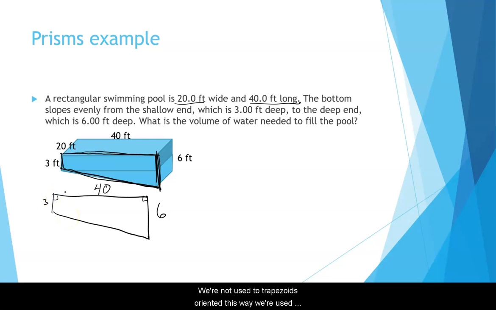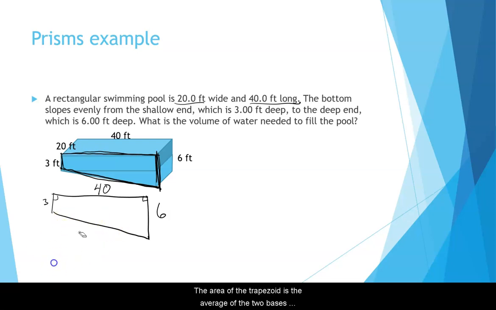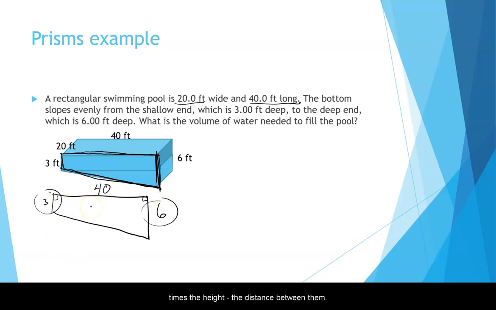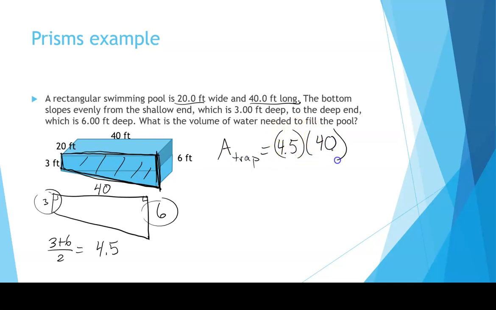So we're not used to trapezoids oriented this way. We're used to them being more up and down, like that, but it's the same idea. So the area of the trapezoid is the average of the two bases times the height, the distance between them. So 3 plus 6 divided by 2 works out to be 4.5, so 9 halves. So the area of that base right there, the area of that trapezoid, is 4.5 times the height, which is 40, or the distance between those two sides.